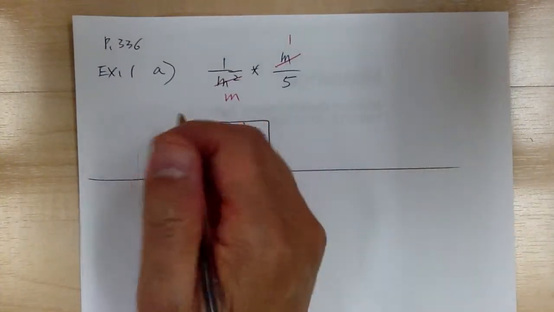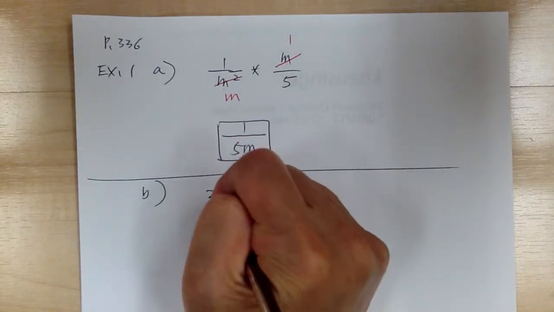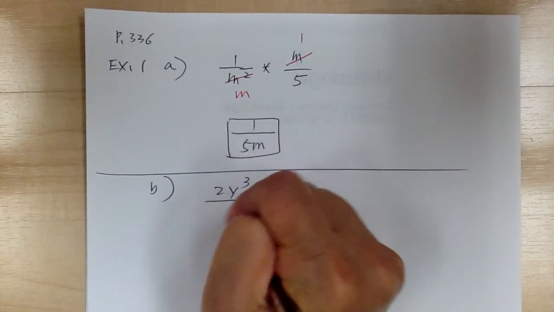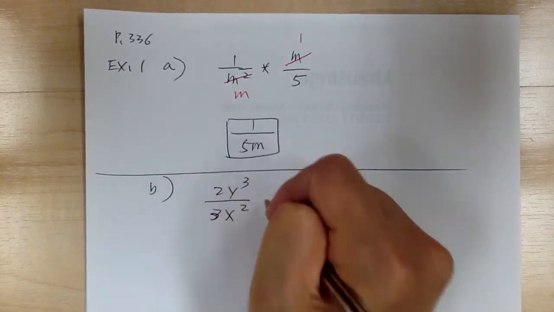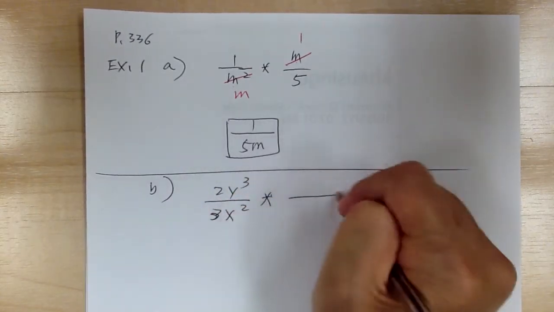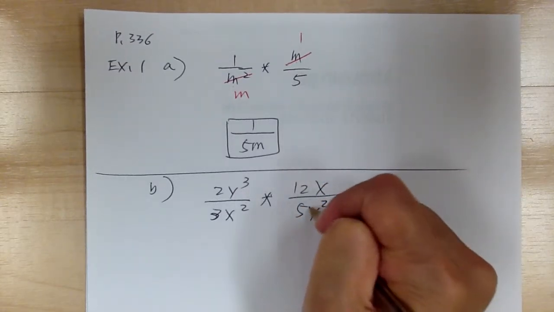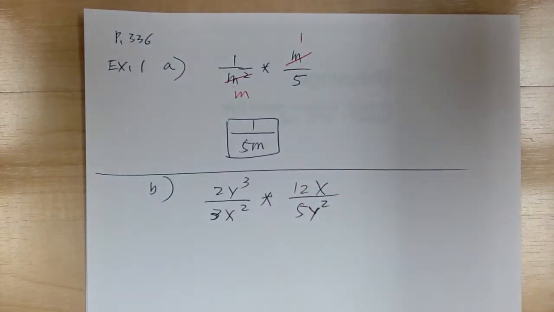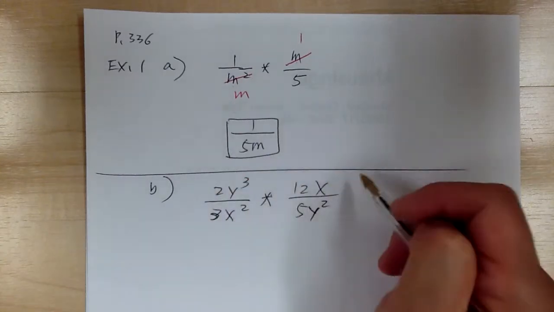Let's go to example 1b. You have 2y to the 3 over 3x squared times 12x over 5y squared. So again, don't multiply into a big mess. Okay, what you want to do is reduce first. So then you just go through the list on the top.